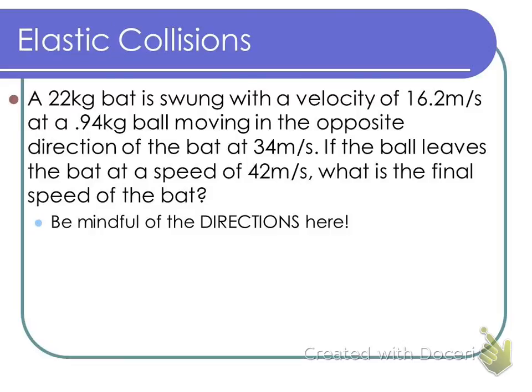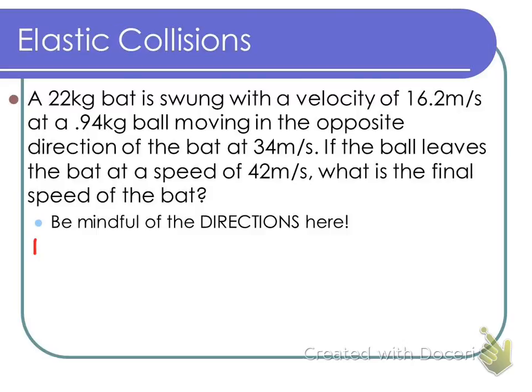Okay, so here this one says a bat is swung with a velocity of 16.2 at a 0.94 kilogram ball moving in the opposite direction. If the ball leaves the bat at a speed of 42, what's the final speed of the bat? Okay, so we need to think about the directions here when we start labeling these things. So first of all, which would you prefer to be the first object?